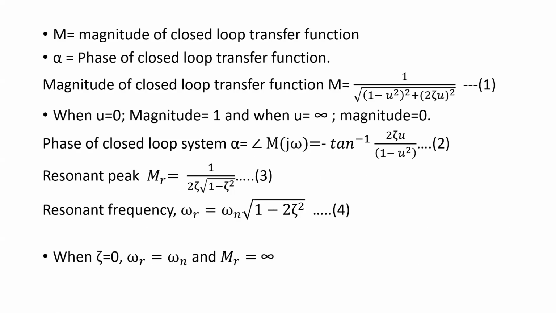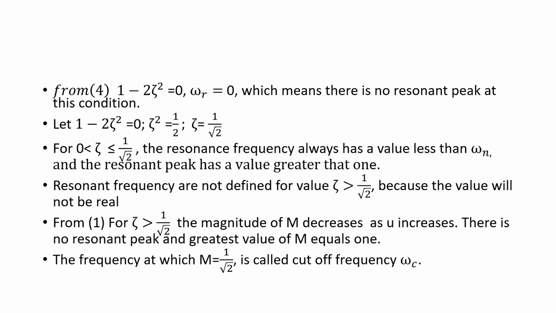Why? If the value goes beyond that value, the negative sign becomes more dominant under the root, and then you will have an imaginary value. There are no imaginary resonant frequencies. Therefore, because you cannot have imaginary resonant frequencies, for zeta greater than 1 by root 2, it is not defined at all. So only values greater than 0 and less than 1 by root 2 have to be considered.